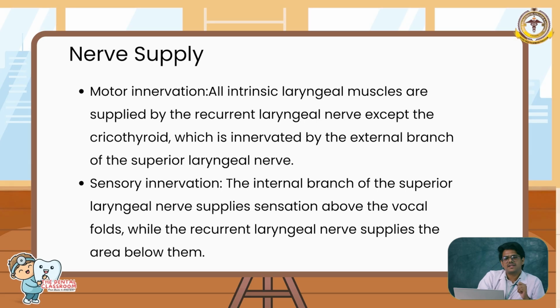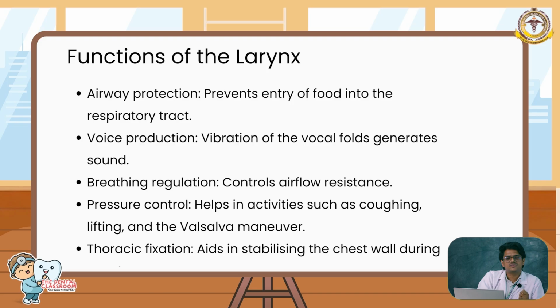Coming to the nerve supply of the larynx, motor as well as sensory divisions. The motor division includes the recurrent laryngeal nerve, which supplies all the intrinsic muscles of the larynx except the cricothyroid. The cricothyroid, also known as the vocal tensor, is supplied by the external branch of the superior laryngeal nerve. Sensory supply above the vocal cords is by the internal branch of the superior laryngeal nerve, and below by the recurrent laryngeal nerve. Now coming to the functions of the larynx: protection of the airway during swallowing, phonation, regulation of airflow for respiration, control of intrathoracic pressure and fixation of the chest.